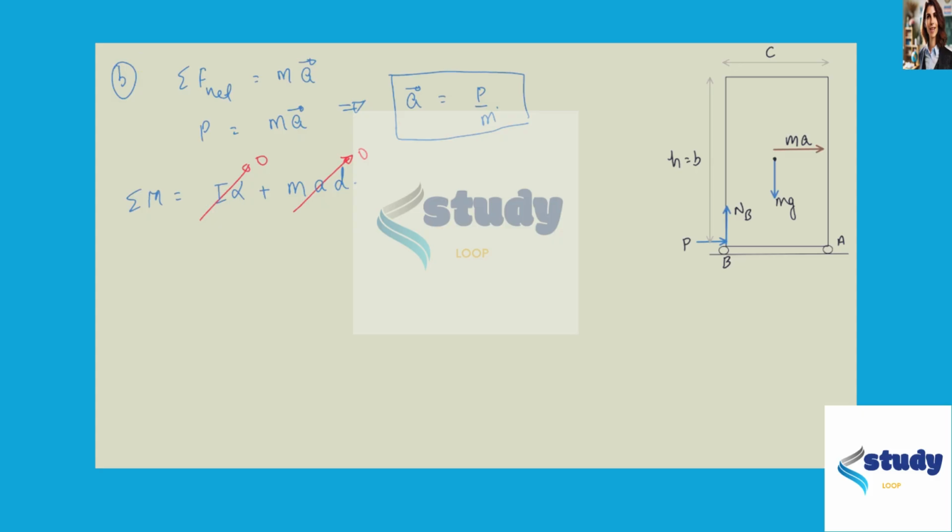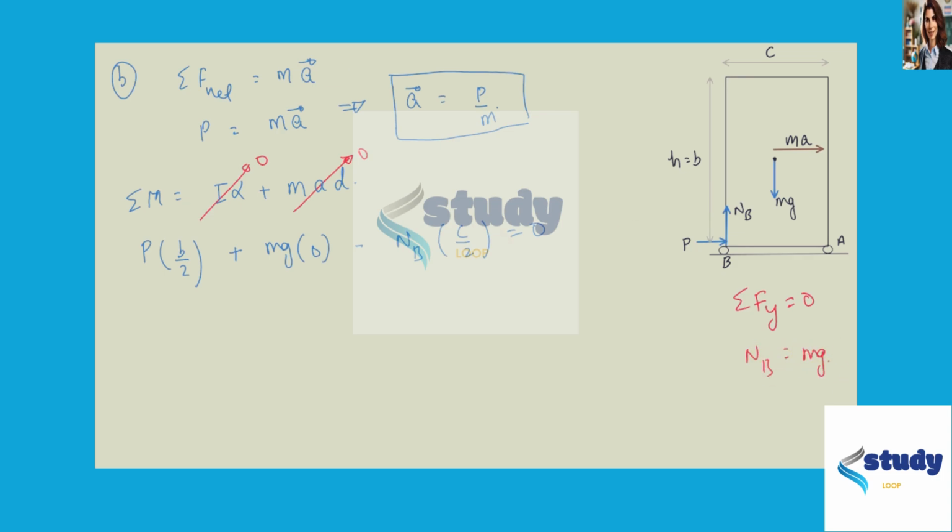Now simply we can take the moment about the mass center and equate it to 0. So P times b over 2, and we are taking moment in clockwise direction to be positive, plus mg times the perpendicular distance, which is 0 because we are taking about this point only, minus Nb times c over 2, and it is equal to 0. Now here we don't know the value of Nb. For that we'll be applying the first law in the y direction, or we can say that sigma Fy should be equal to 0. There are only two forces acting, Nb and mg, so Nb would be equal to mg.